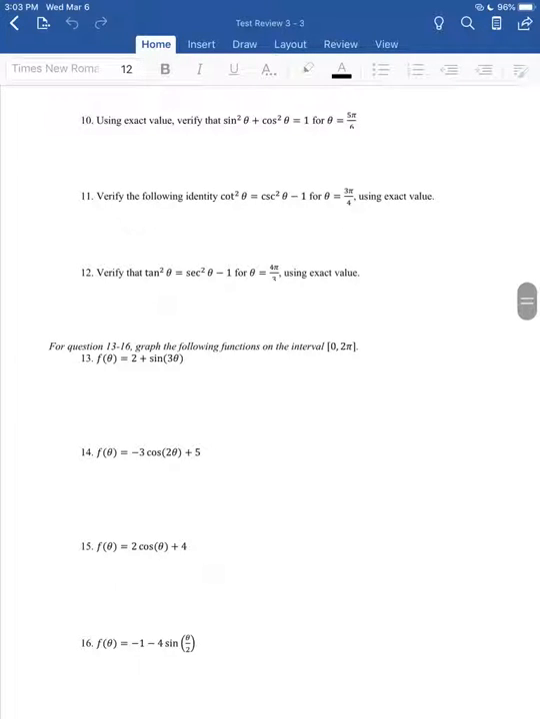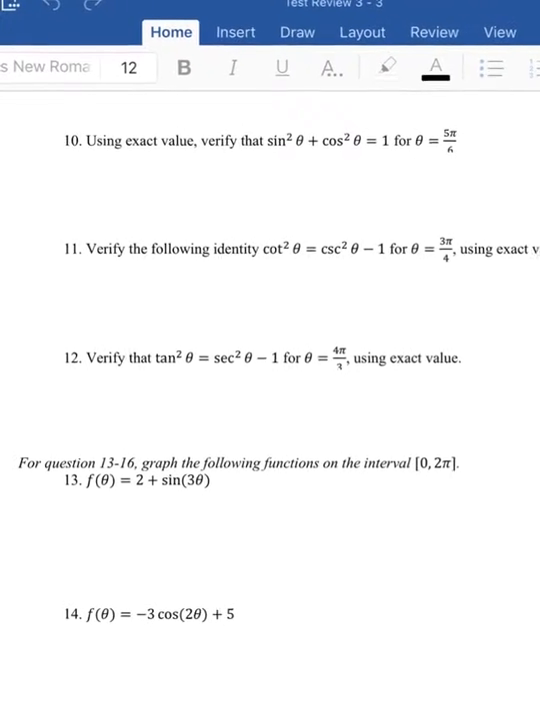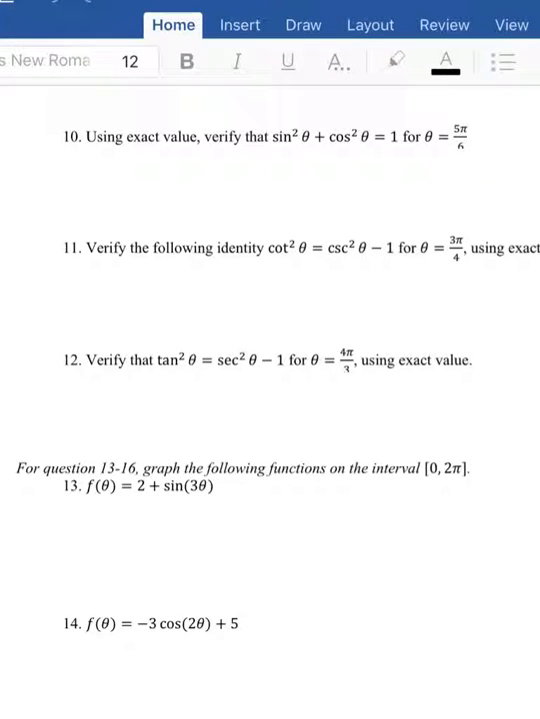For 10 through 12, you are just plugging in that value for theta and making sure that the identity still holds true for that. So here I would do the sine of 5 pi over 6. I get that number and then I square it. So plus the cosine of 5 pi over 6. Get that number, square it. When I add the 2, I should get 1.